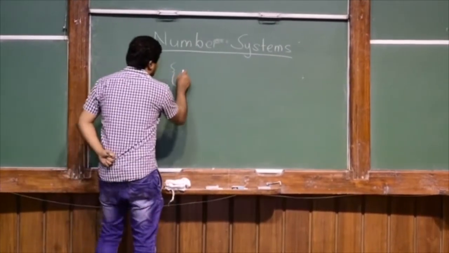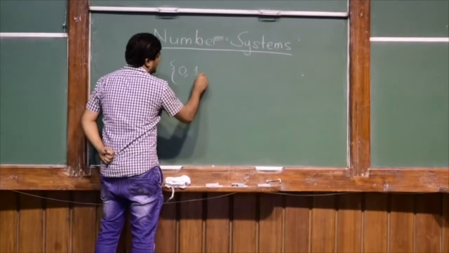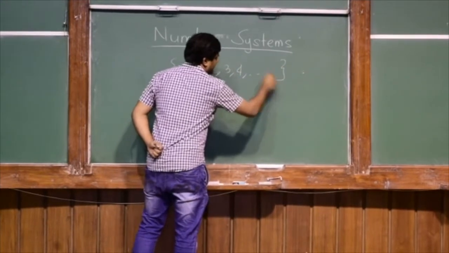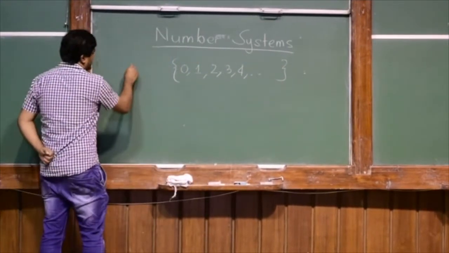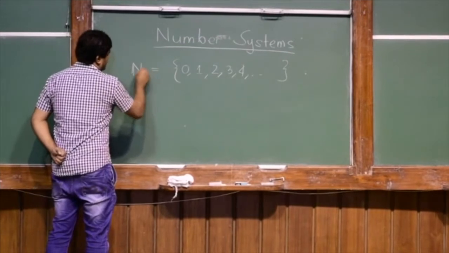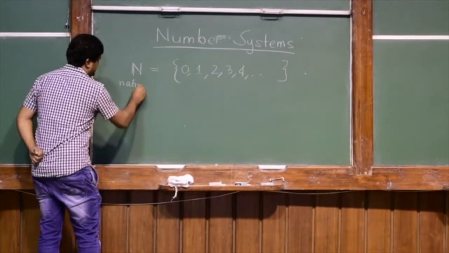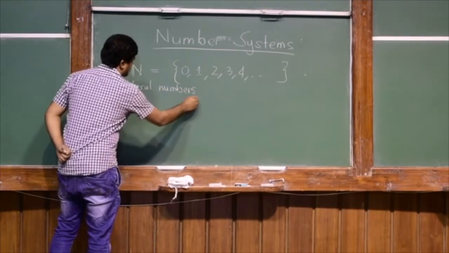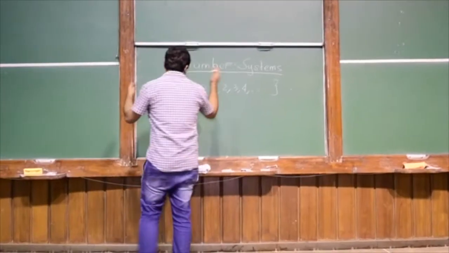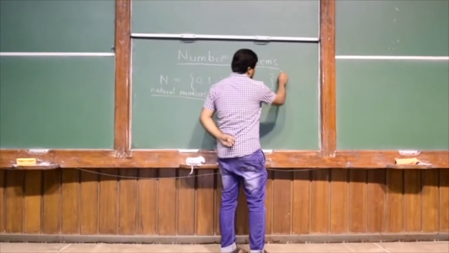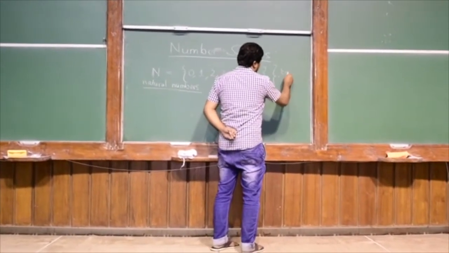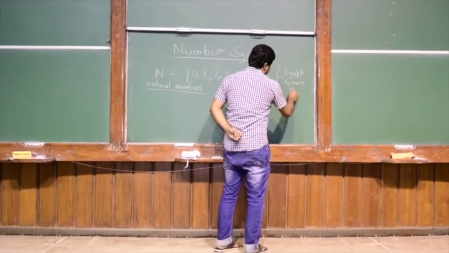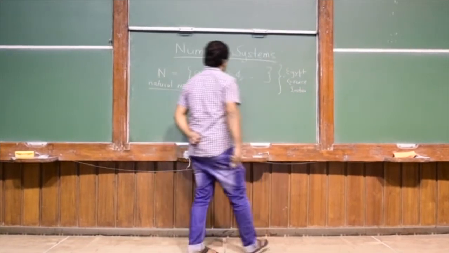So let me consider a set like the numbers 0, 1, 2, 3, 4 in this way. This I am defining to be the set of natural numbers. This was one of the first things people discovered from ancient times, from Egypt, Greece, and also in India. We had a lot of contribution regarding this.